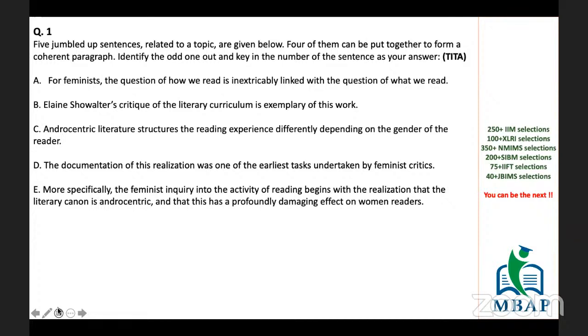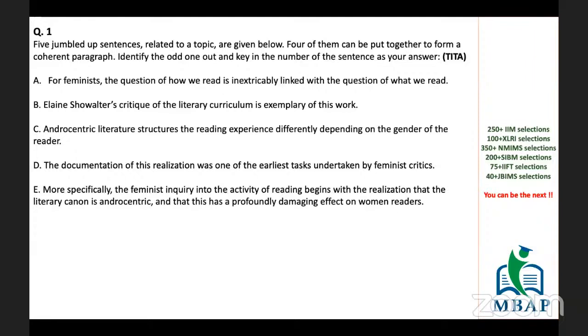Androcentric means things which are men-centric. It means those things revolve around men only, something which we write keeping men in mind. So C describes what androcentric literature is all about. D says, "The documentation of this realization was one of the earliest tasks taken up by feminist critique." So it is again talking about some work undertaken by feminist critics. E says, "More specifically, the feminist inquiry into the activity of reading begins with the realization that the literary canon is androcentric and that this has a profoundly damaging effect on women readers." So this is all about the passage. Now let's see what the passage is actually talking about.